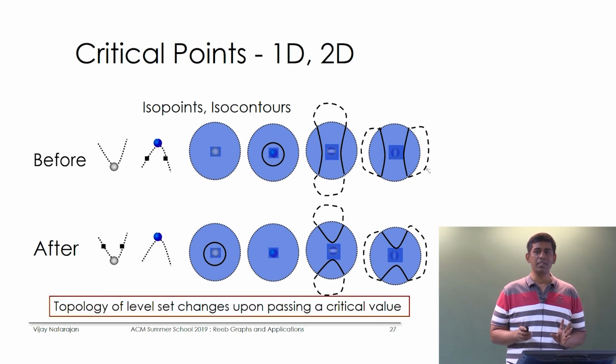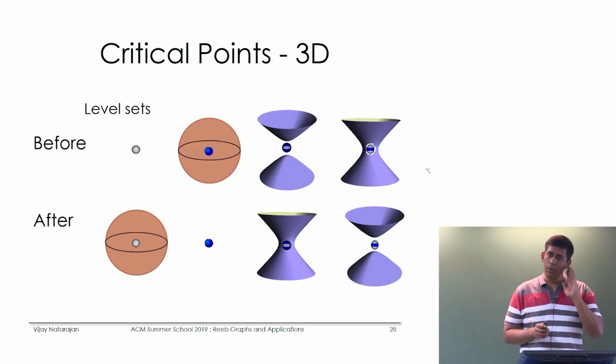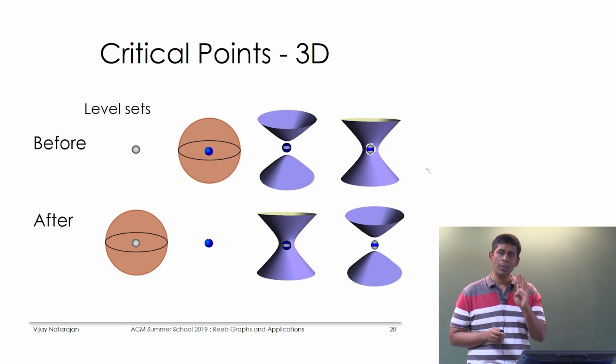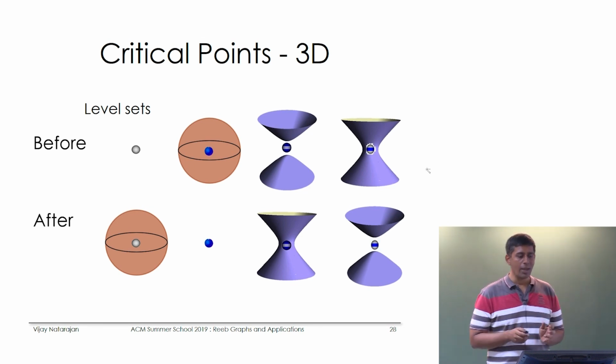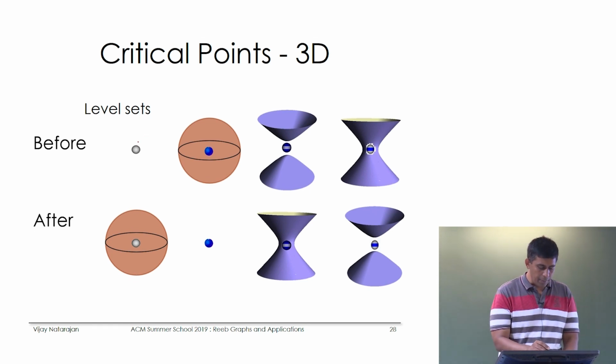So, the summary is that when you pass a critical value, the topology of the level set changes, either by increasing the number of connected components or by decreasing the number of connected components. If you understand the 2D picture, the 3D should also be simple in terms of what you expect. Of course, the details will be a little bit different. Let us look at the minimum first. The minimum is kind of easy. The before picture is empty, and the after picture has one connected component.